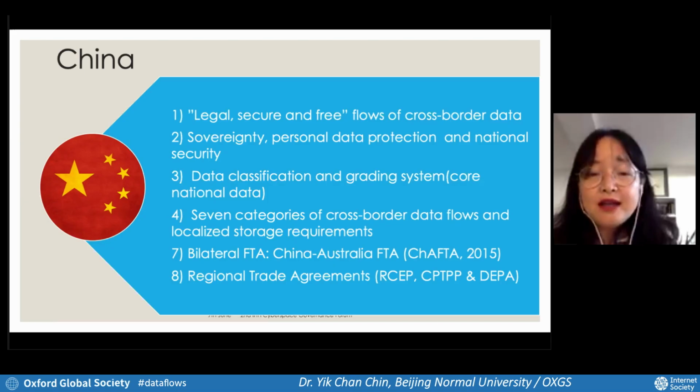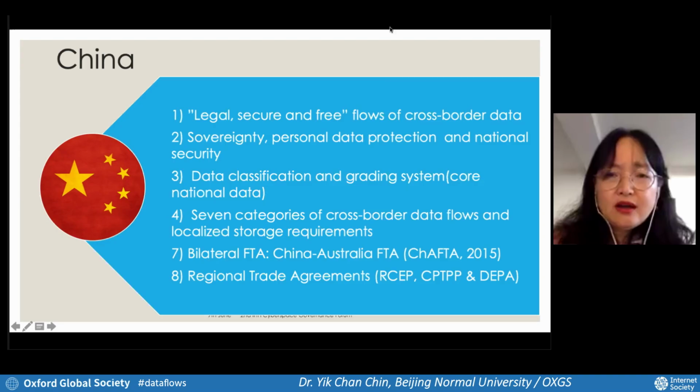On the other hand, they also categorize the data according to different purposes and different natures. So there are seven categories of cross-border data flow and also different local storage requirements, which I will touch on later. In terms of FTAs, China has the Australia FTA, has joined the RCEP, and is applying for the CPTPP and the DEPA.